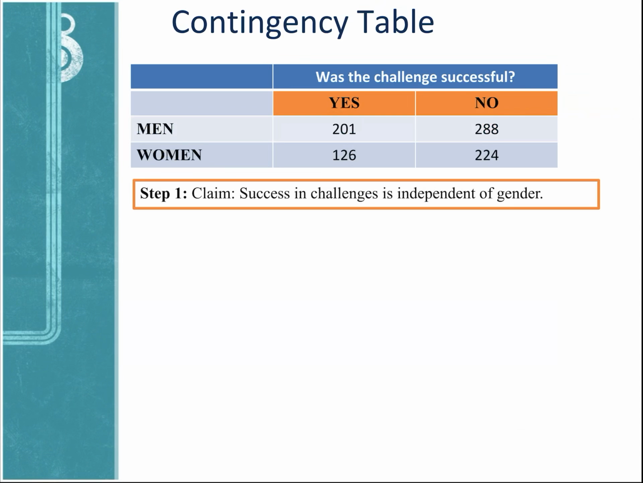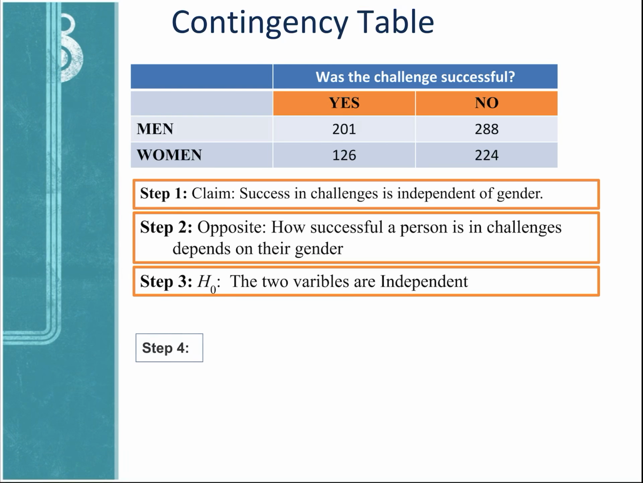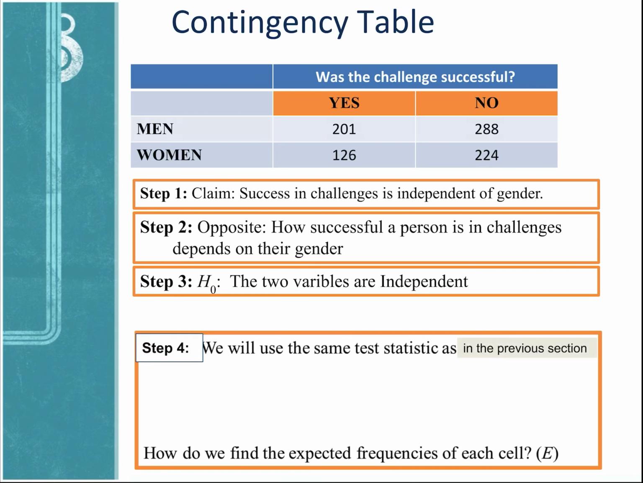Okay, let me show you how to do this. Step 1, state the claim. The success in challenges is independent of gender. That was the claim. After we state the claim, we always state the opposite: how successful a person is in challenges depends on their gender. Then we identify the null hypothesis. The null hypothesis is that the two variables are independent of each other.